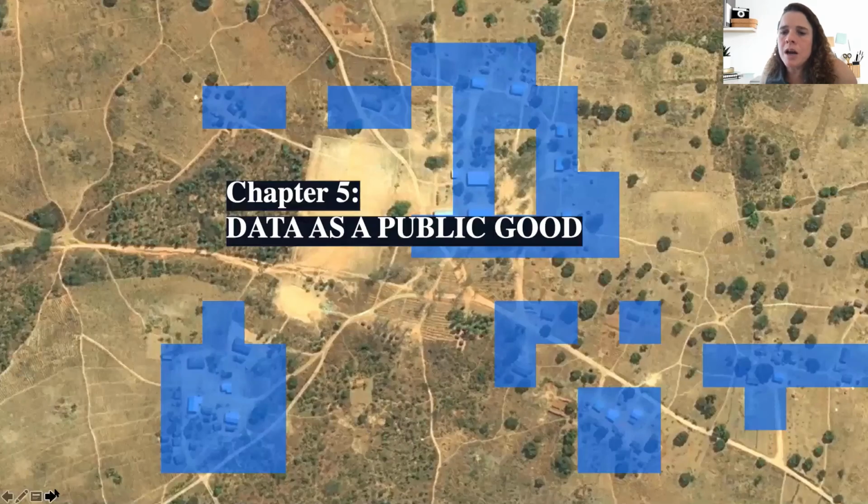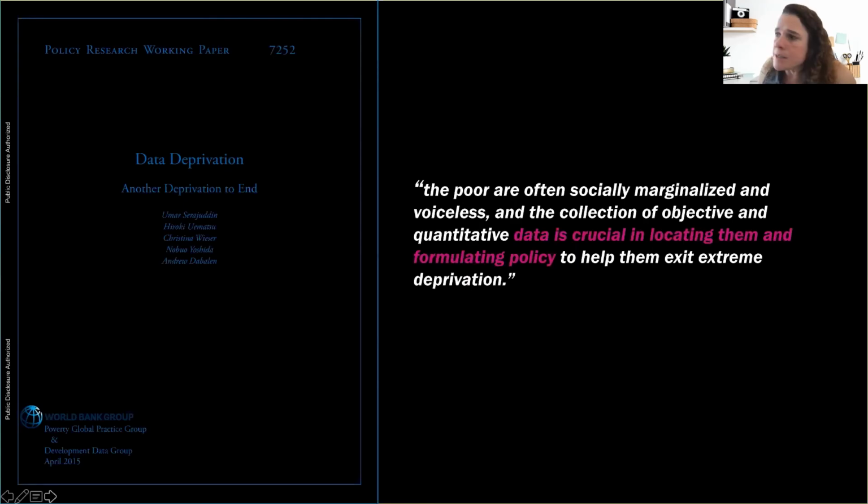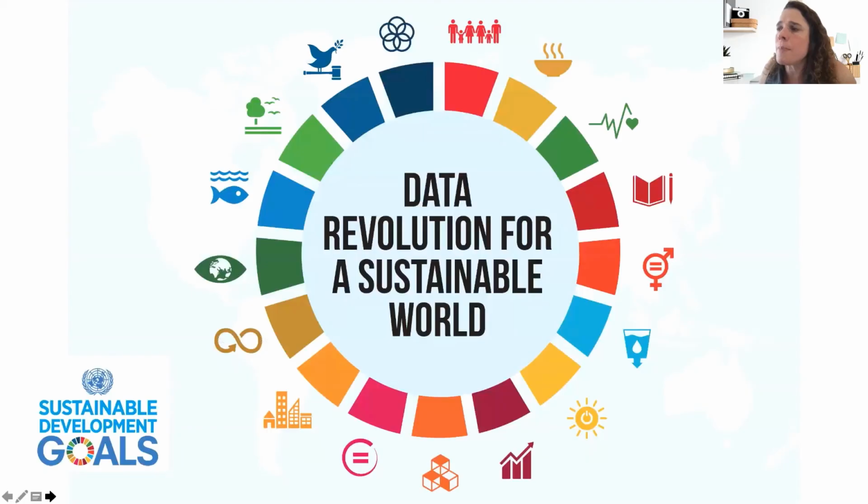The last chapter of the book really talks about how data should be used as a public good. One of the things I focus on here is that Africa is a continent with a lot of missing data. In fact, the World Bank talks about data as being crucial for formulating policy, and its absence perhaps creating a disadvantage for many of those people living in areas where data isn't collected. So much so that data is a really important part of the Sustainable Development Goals.